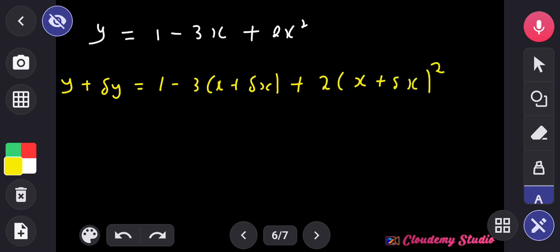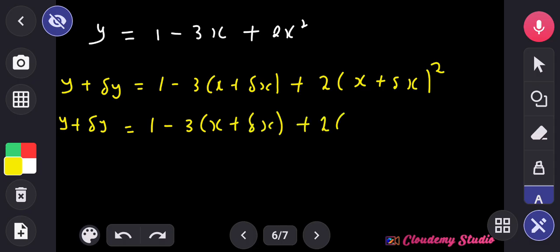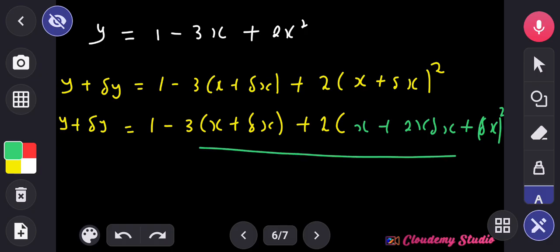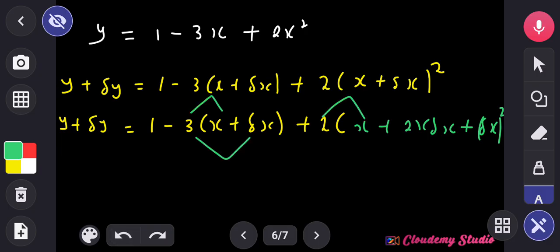We have this. The next thing is that we are going to open this particular bracket using the square. So we're going to have y plus delta y equals 1 minus 3 into bracket x plus delta x plus 2 into bracket. Remember how we did it the other time? We are going to have x squared plus 2x delta x plus delta x squared. Now, the next thing is, let us open all of these brackets, multiplying 3 with x, multiplying 3 with delta x, multiplying 2 with x, and so on and so forth.